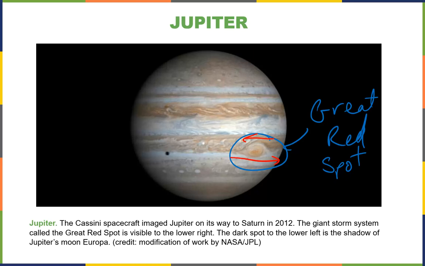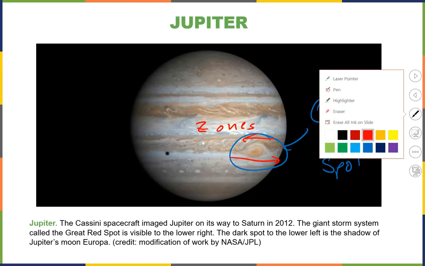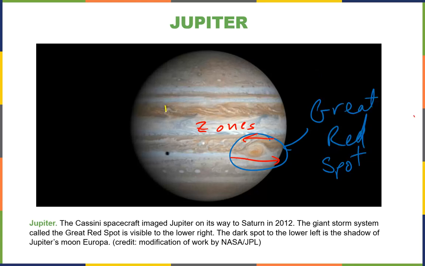Now, the colors are another thing that everybody notices. We have names for them. They're called belts and zones. The light regions are the zones. The dark regions are the belts. The belts are regions that have lower elevation. So it's kind of like the belt on me. The belt is the smallest diameter. The zones would be like the belly sticking out a little bit further.